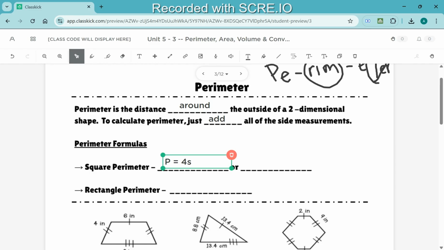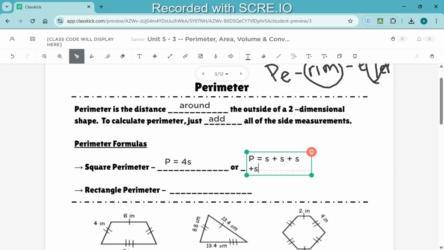But you can also think of it as the perimeter of a square equals side plus side plus side plus side, whatever the side length is. So 4 times S, whatever the side length is.